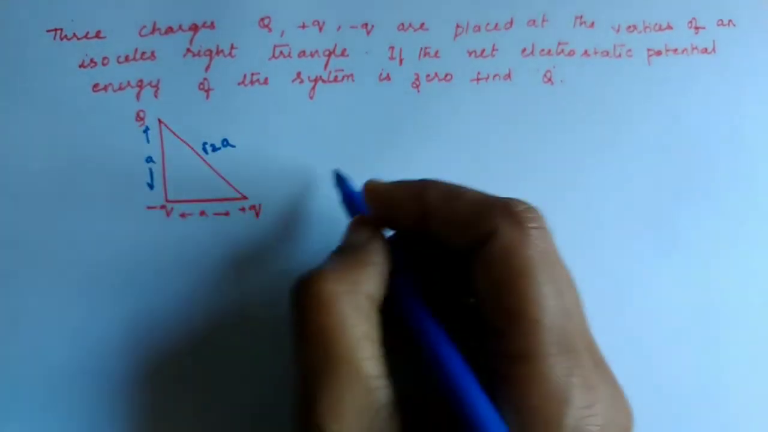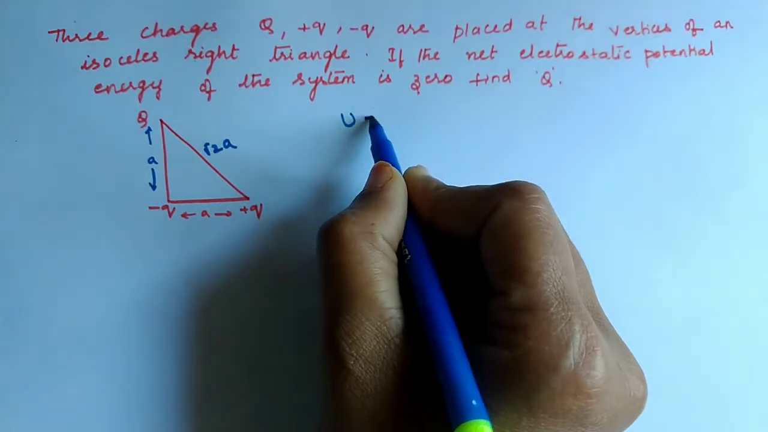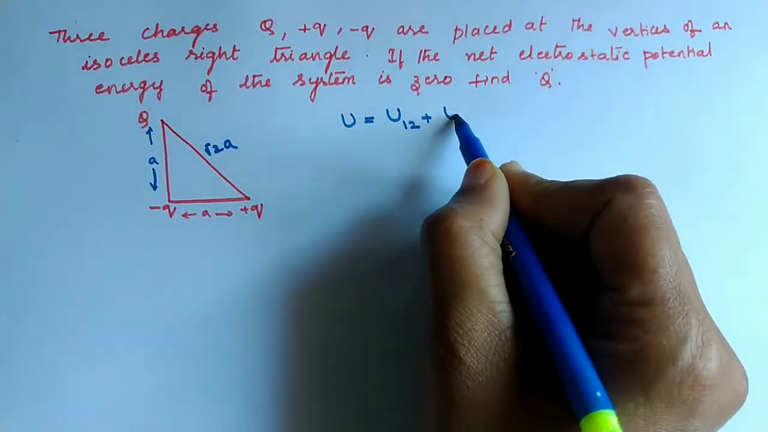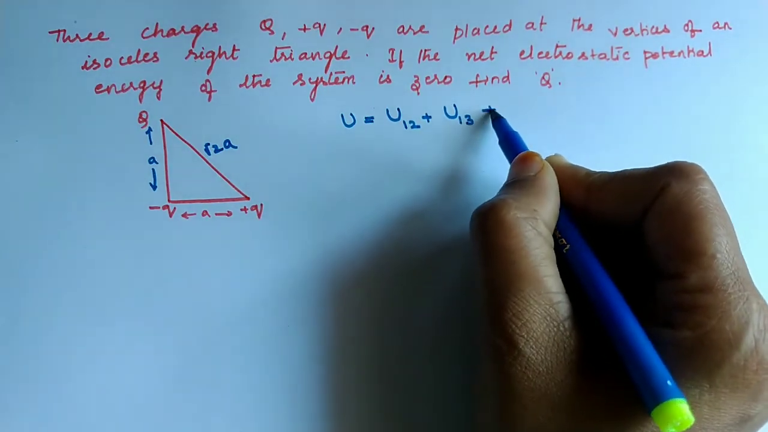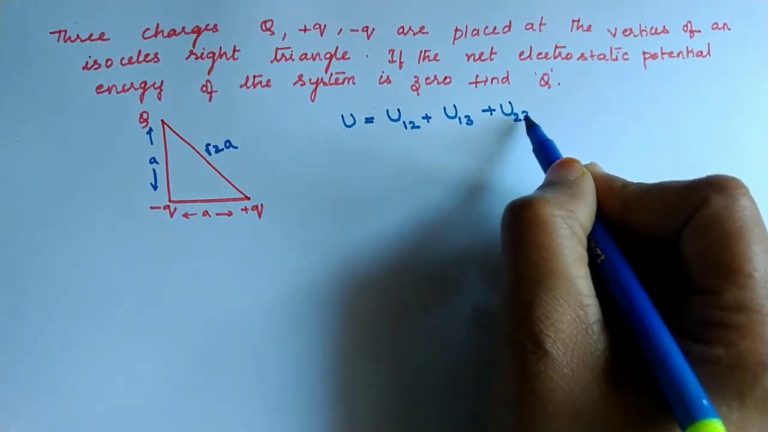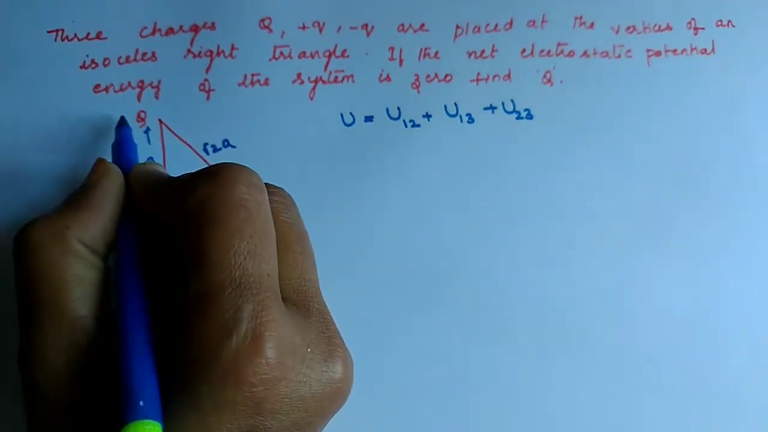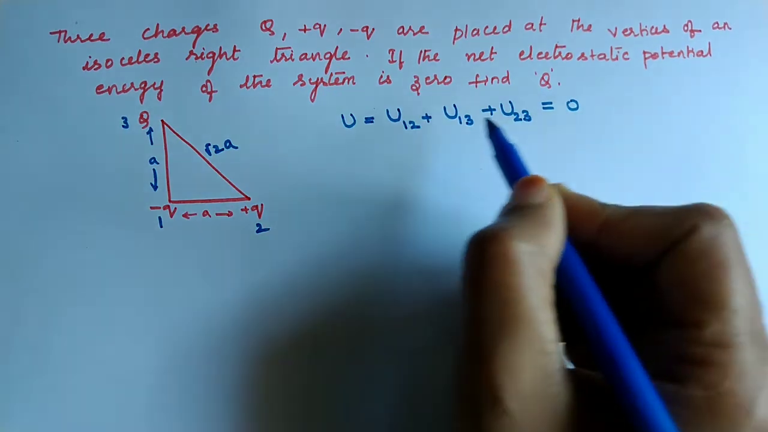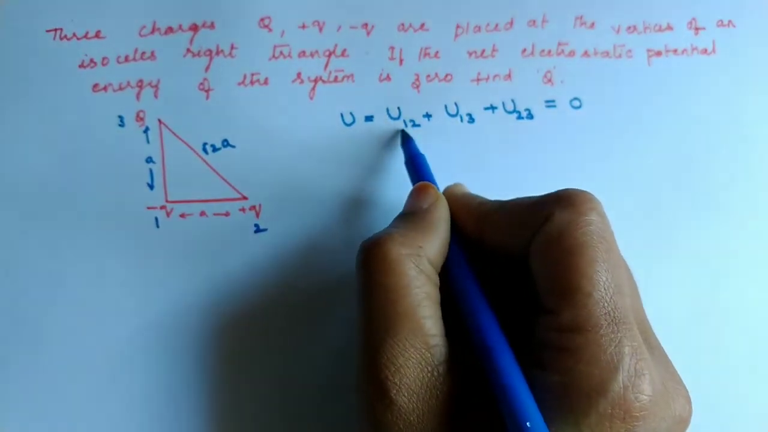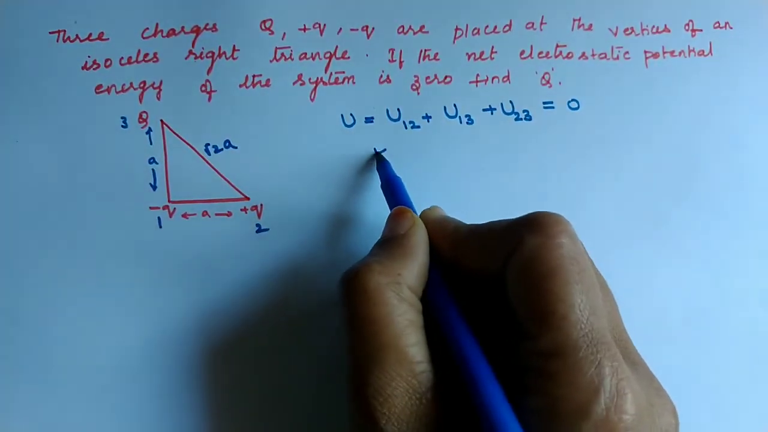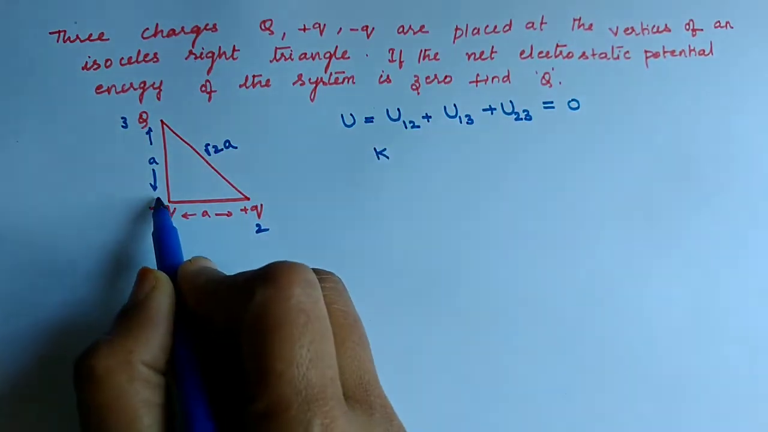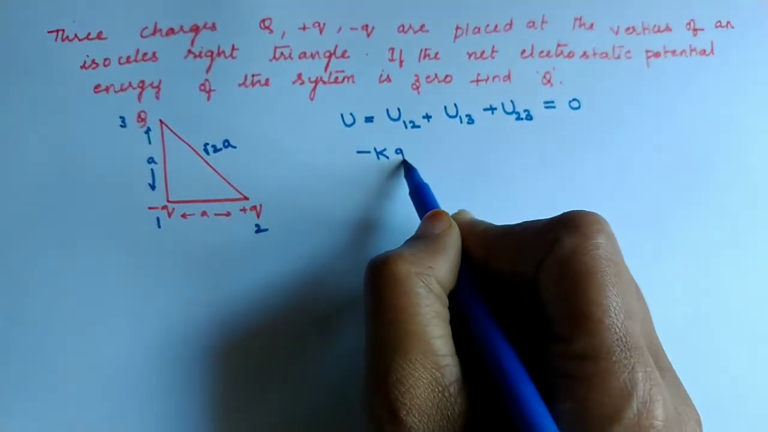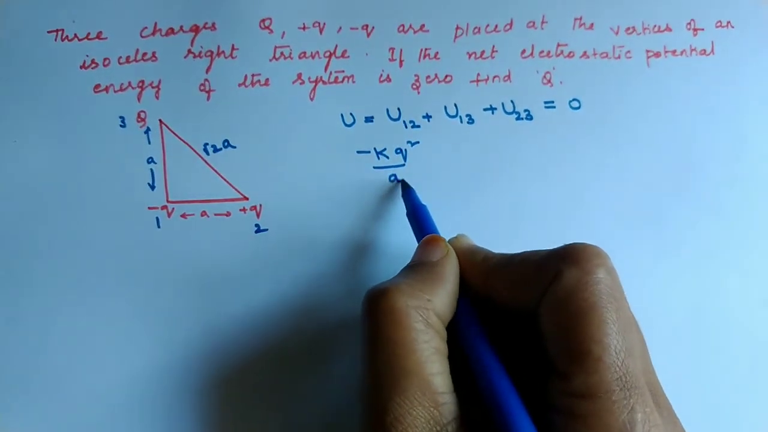And we know for a system of 3 charges, we write potential energy as the potential energy stored between first and second, plus between first and third, then between second and third. I'll number them 1, 2 and 3. And this sum has to become 0. So coming to potential energy between first and second charges, it's K Q1 Q2 by R. Q1 is minus q and Q2 is plus q. So it would be minus K q square divided by A.